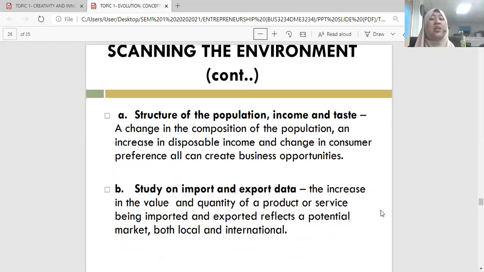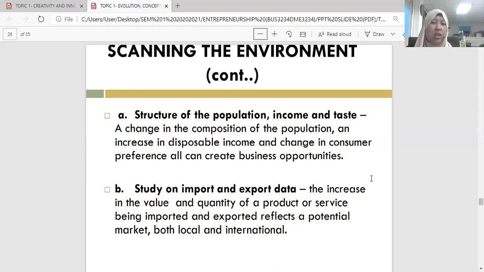The second point is about the study of import and export data. An increase in the value and quantity of products or services being imported and exported reflects a potential market, both local and international. Okay, I give a very simple example. I do not know about the students from Fajar Hidayah in Indonesia, how it is with the import and export data there.